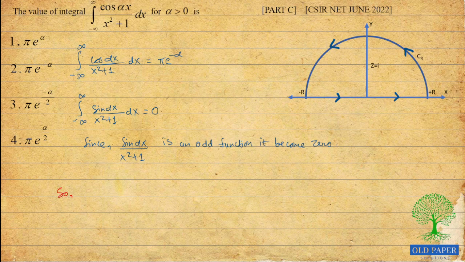So we have got our final answer for the integral from minus infinity to plus infinity of cos alpha x upon x square plus 1 dx is equal to pi into e to the power minus alpha. So option number 2, which also reads as pi into e to the power minus alpha, is the correct answer to our question.